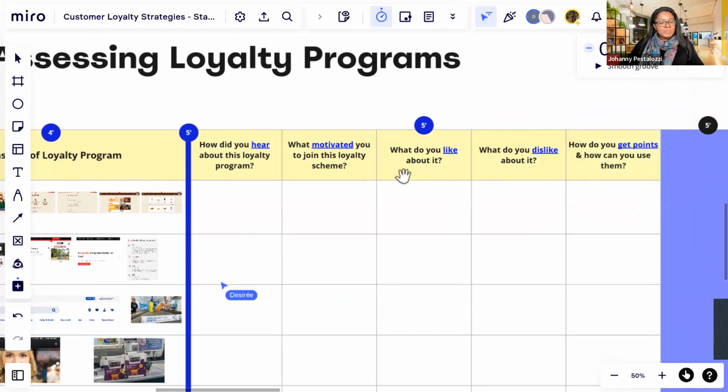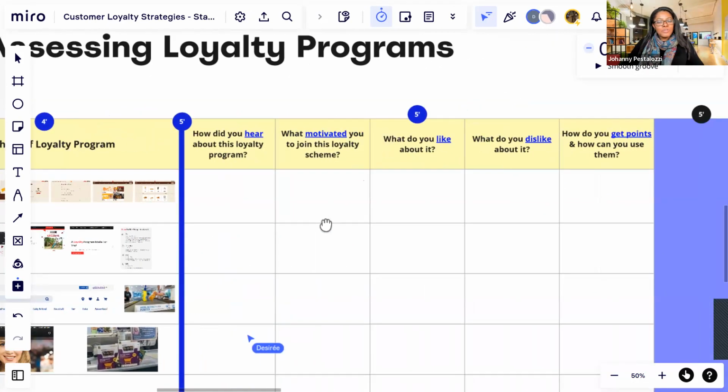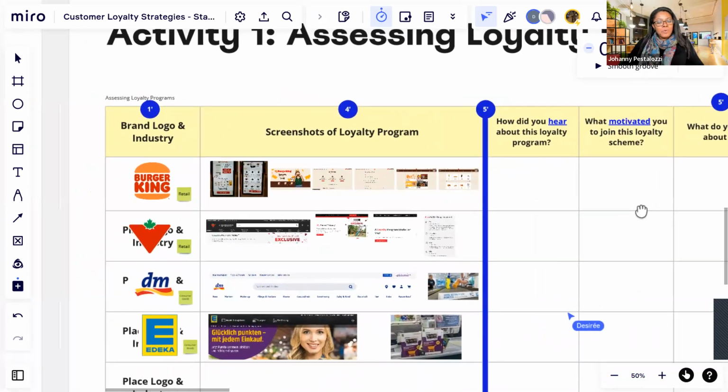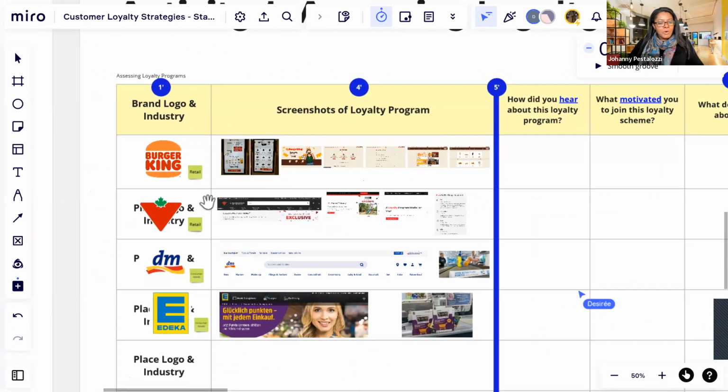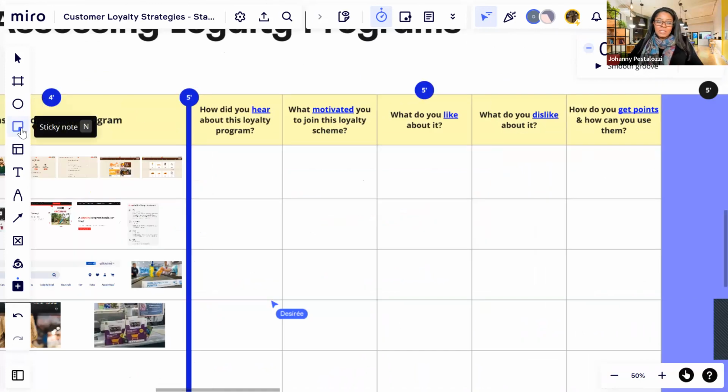Okay, so it doesn't seem to be the case. So let's go for it. 5 minutes for specifically the person who worked on this loyalty program. You can just use a single sticky note for one idea and then try to answer the questions that are listed at the top. So let's go for it.